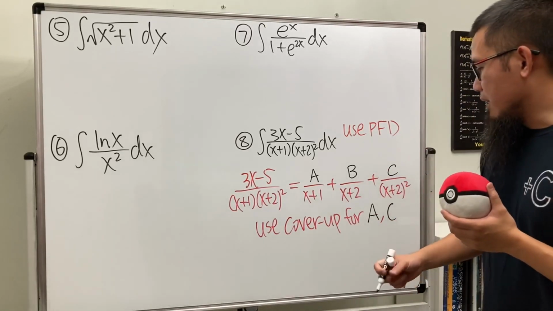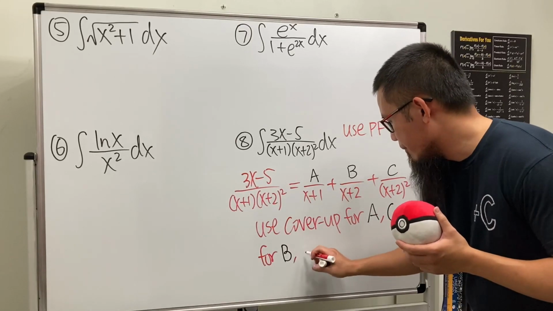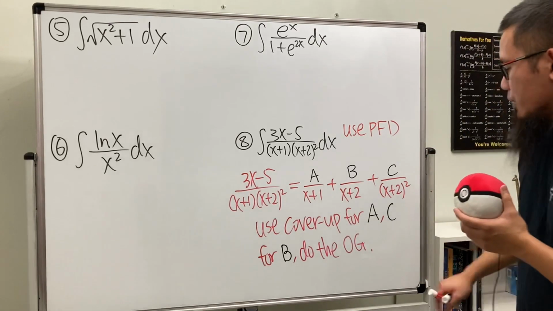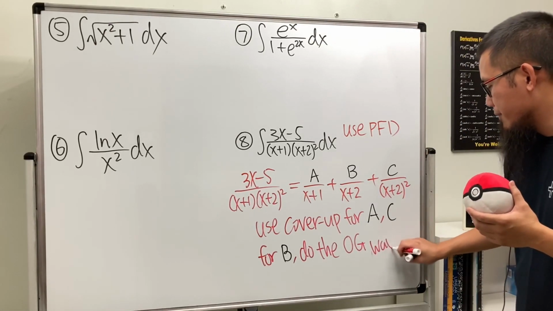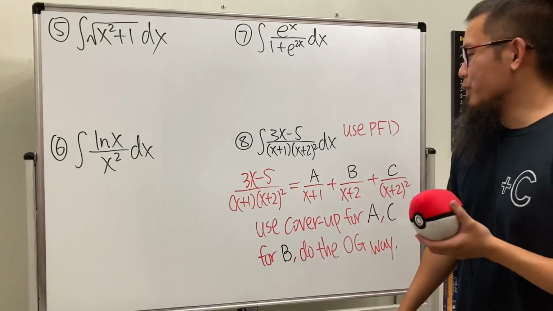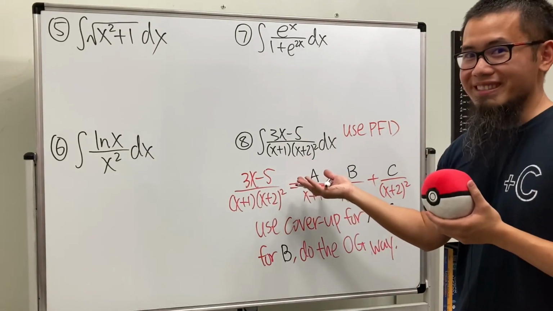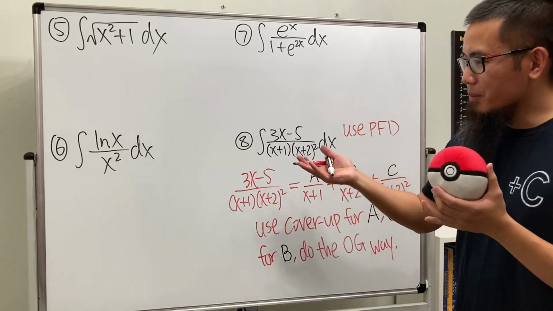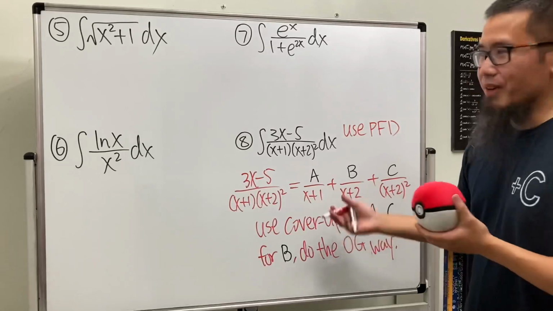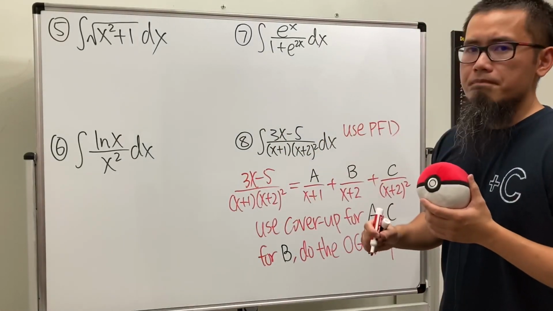So I'll just say for B, do the OG way, original way, right? Do the OG way. Cool. All right, so that takes care of that. I really don't know what you guys think about partial fractions, like integrating rational functions. You like it because you know what to do. You don't like it because you know it's going to be long, right? So anyway.